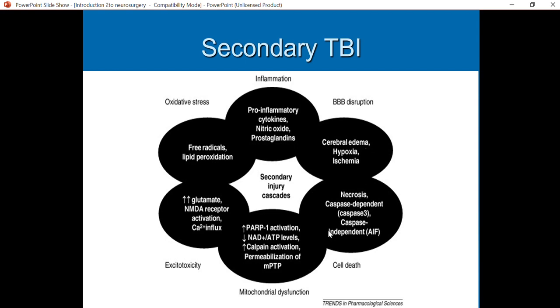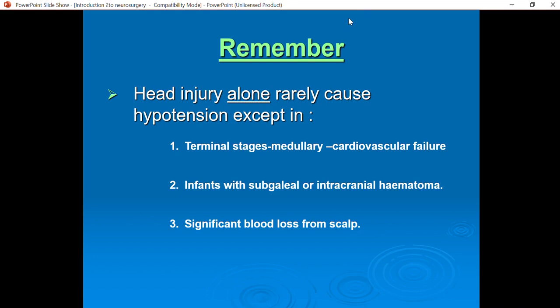And here comes our role. When we want to treat the head injury, our aim is to prevent the development of secondary traumatic brain insult. Remember that the head injury alone rarely causes hypotension. The only case where the head injury can cause hypotension is the terminal stage after brain herniation. We call it the stage of cardiovascular failure, when the medulla herniates through the foramen magnum and the cardiac and respiratory centers are compressed.